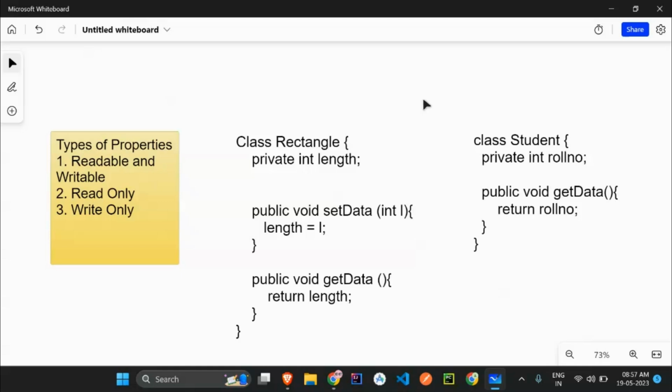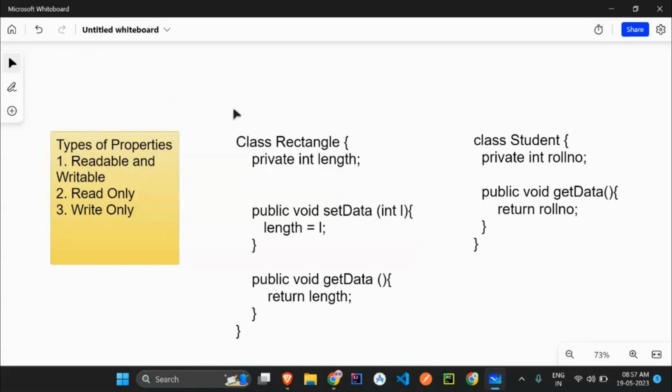Hello everyone, in this video we will learn about the types of properties. We already know what properties are, like anything can be an object and an object has two things. One is properties, second is behavior. Properties define the object. Like if we assume the human body as an object, what can be our properties? Like our height, our weight, our skin color. These can be our properties.